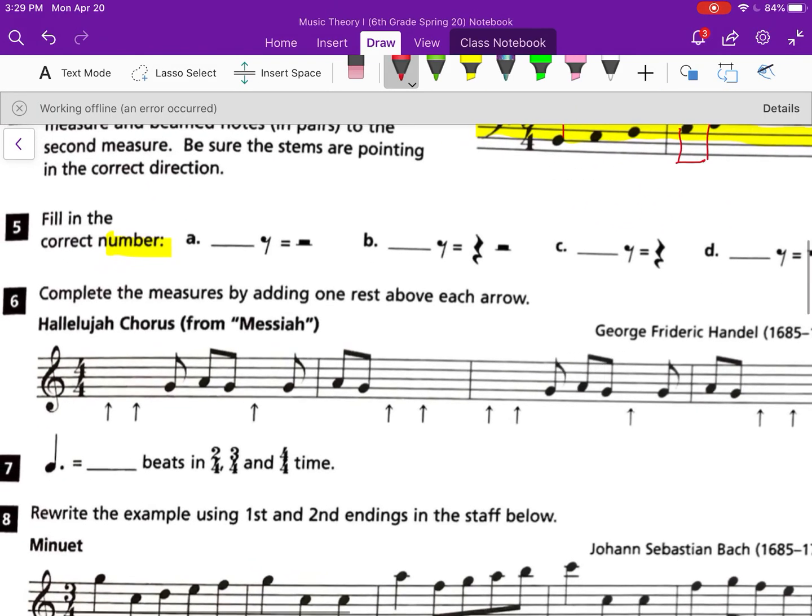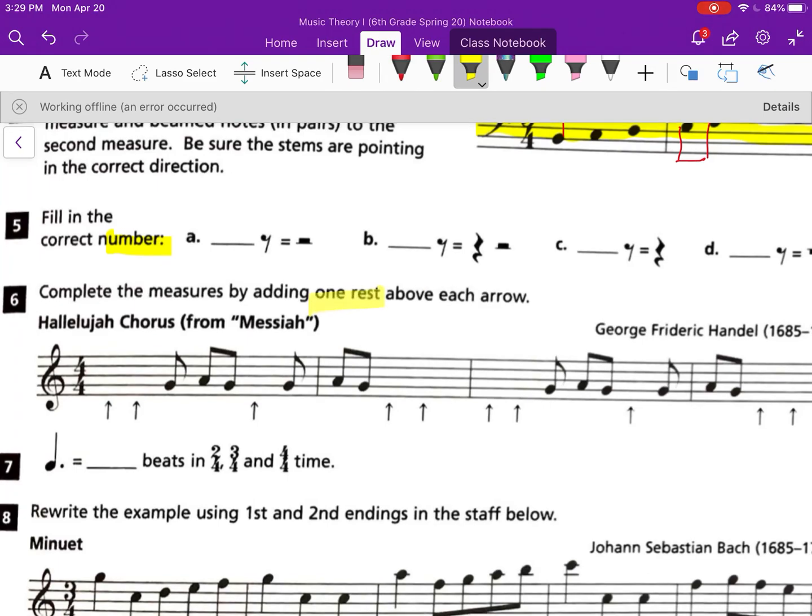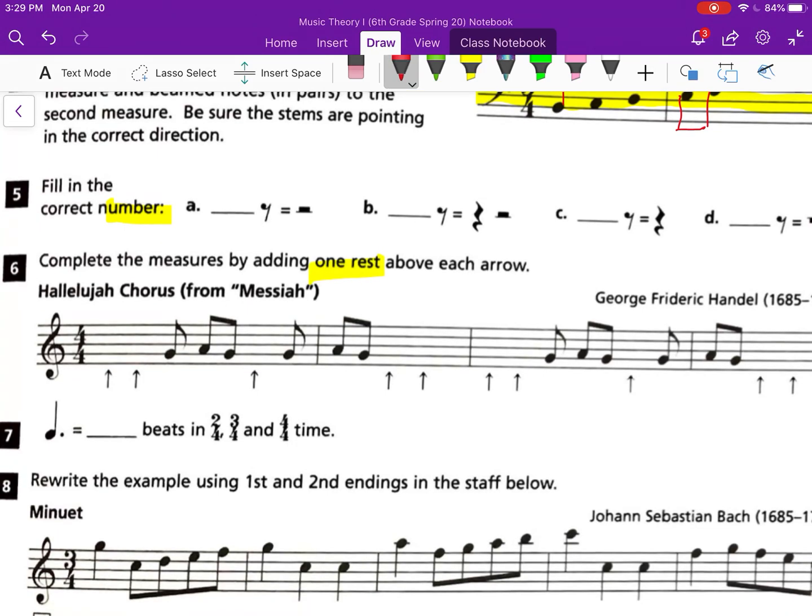Number 6, complete the measure by adding 1 rest above each arrow. It doesn't mean they're all going to be the same kind of rest. It just means you're adding one rest. So I'm going to do a few of these for you to help you kind of get ready. Now remember, anytime you see a single eighth note, it's pretty safe to assume the other part that's missing is going to be an eighth rest.